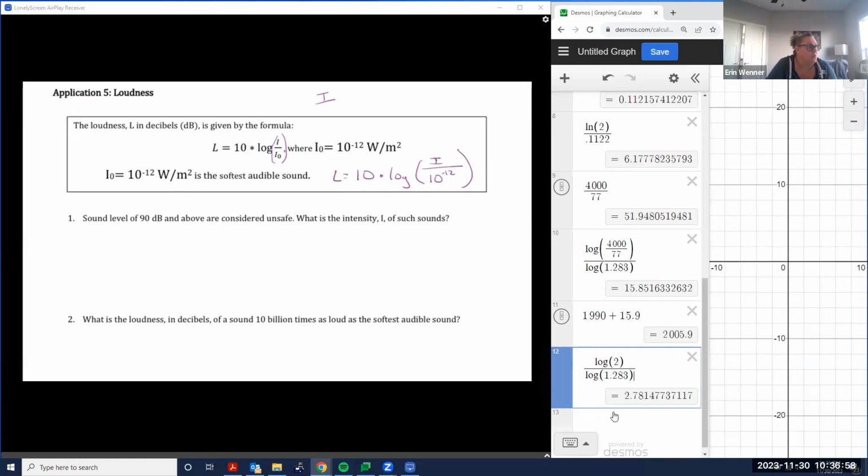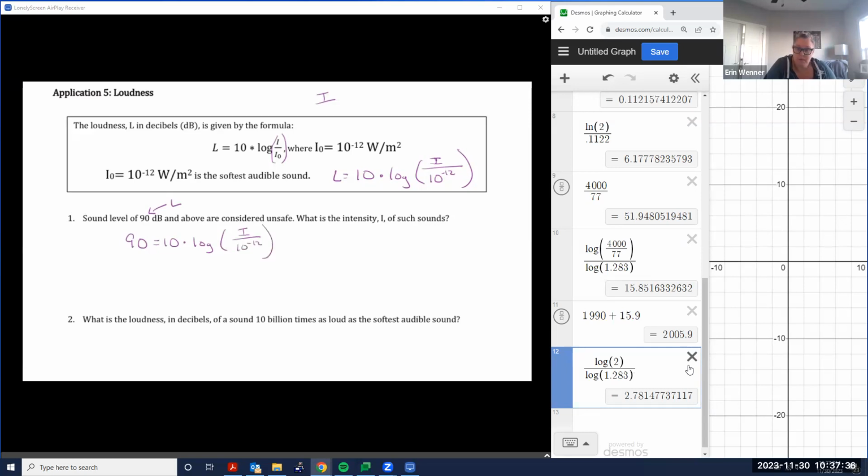So what do we do with this? Why do we care about this? Well, in number one, it says sound levels of 90 decibels and above are considered unsafe. What is the intensity of these sounds? So this 90 decibels, that is the loudness. That's how loud it is. So we're going to plug that 90 in for L and solve. We're going to say 90 is equal to 10 times the log of I over 10 to the negative 12th.